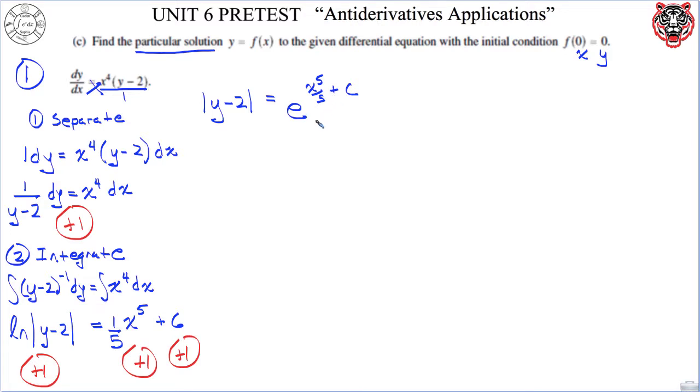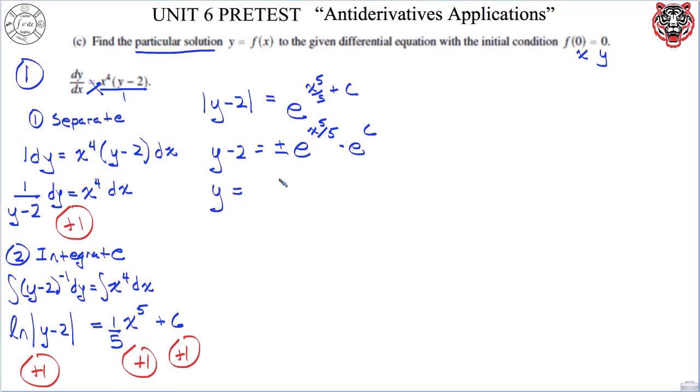That's just exponentiated. Okay, now I can go ahead and get rid of this absolute value sign by doing y minus 2 is equal to plus or minus of all of this. And I'm going to rewrite this in terms of e to the power of x to the 5th over 5 times e to the power of c. And it's a rule of exponents. When they're being added, I can separate them and multiply the bases. And I'm also going to switch these two.